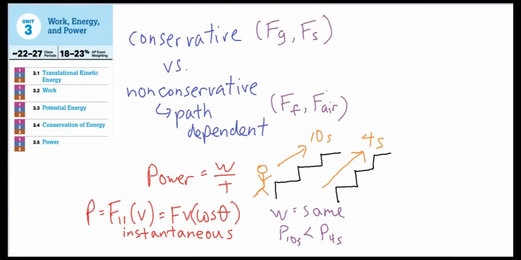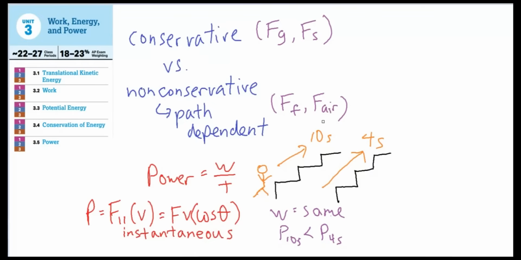That's just talking about stuff that's path dependent or independent. F_g and F_s are going to be ones that are independent, and then F_f and F_air, like air resistance, those are path dependent, because if they take a longer path, then they push on that object longer, and that does matter. Now, our final thing is we have power.